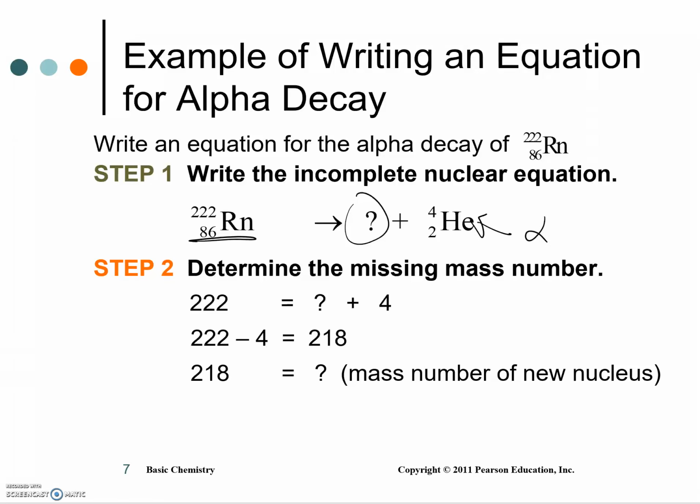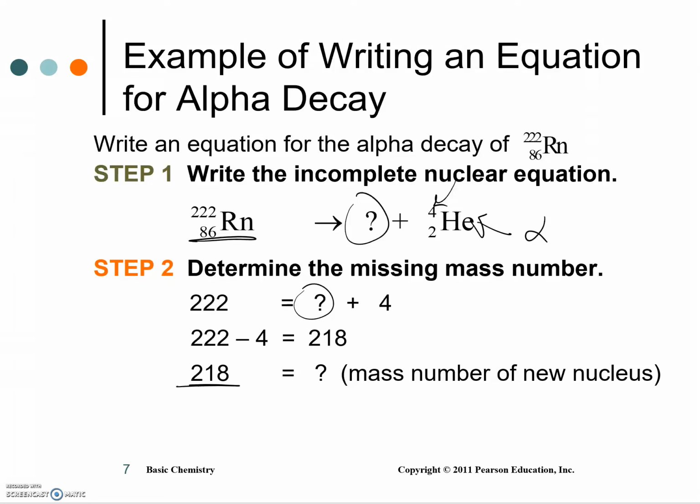The next step is you want to determine the missing mass number. So remember, the total has to equal 222. So you can set up just like a math equation. 222 is equal to your unknown plus 4. And here's where that 4 is coming from in your alpha particle. And by subtracting out your 4, you find out that your missing mass number is 218.